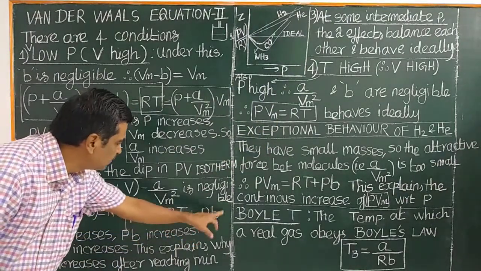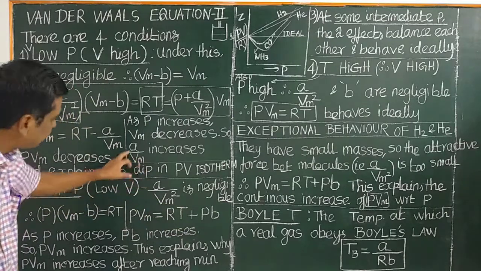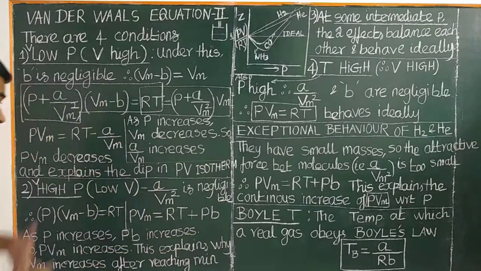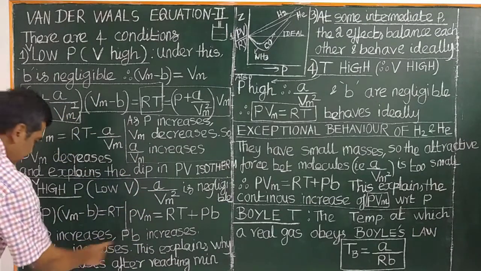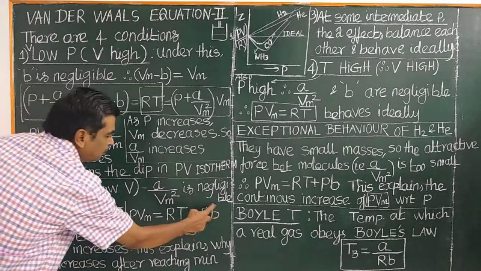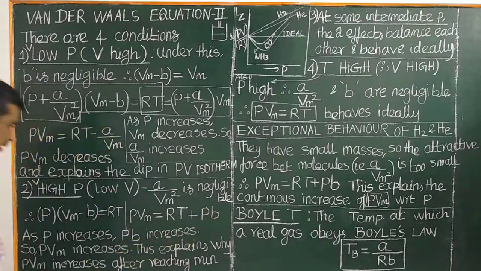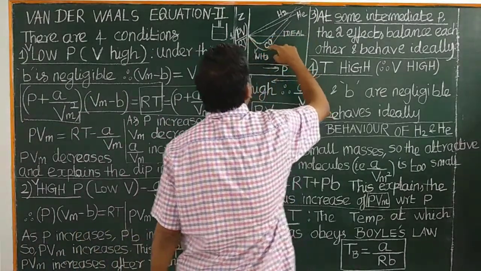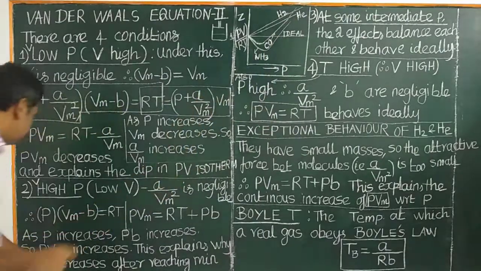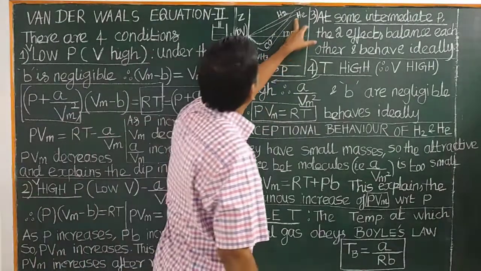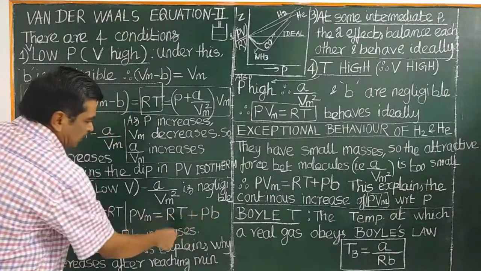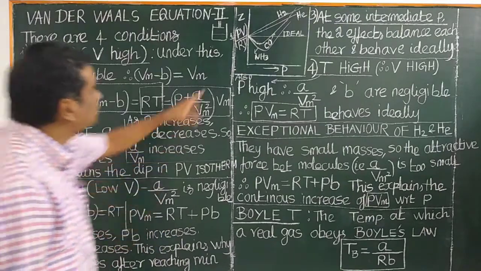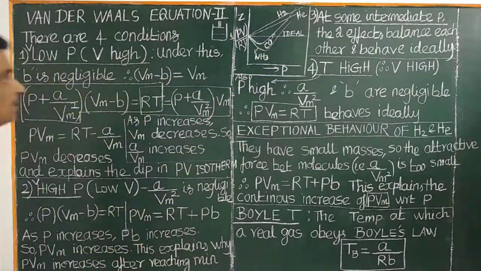As pressure increases, this term increases. Here Vm decreases, this term increases, therefore PVm is larger. So PVm increases because this term increases. This explains why there is a dip, and why there is a continuous increase. This explains why there is a continuous increase because of this factor, after reaching a minimum point.